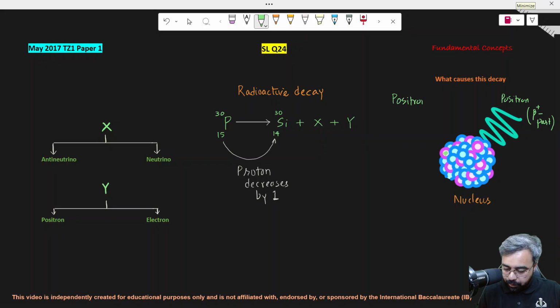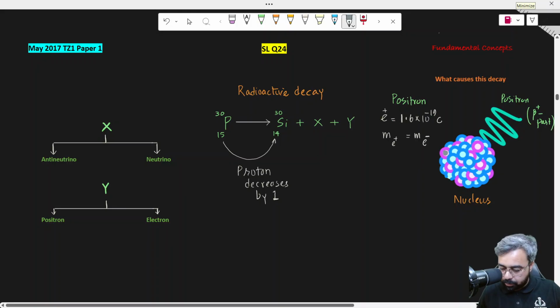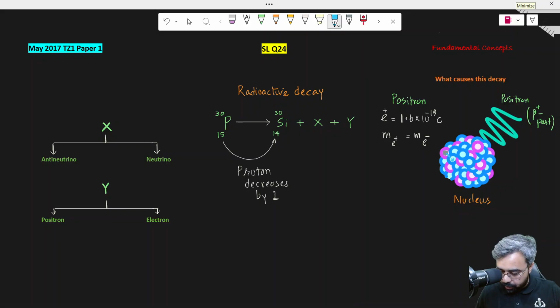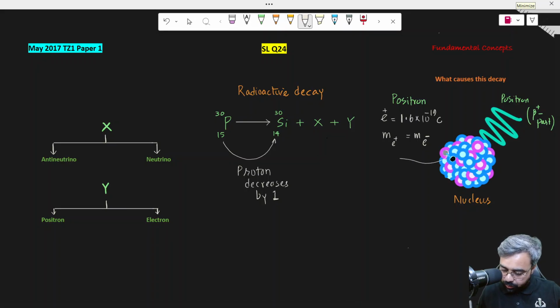A positron is a particle which has a mass equivalent to an electron, and it has a charge opposite to that of an electron, but it is very, very much less massive than a proton. So what happened exactly? Let's say this proton converts into a neutron. I'm going to write the reaction: one proton converts into a neutron, N10, plus a beta positive particle.